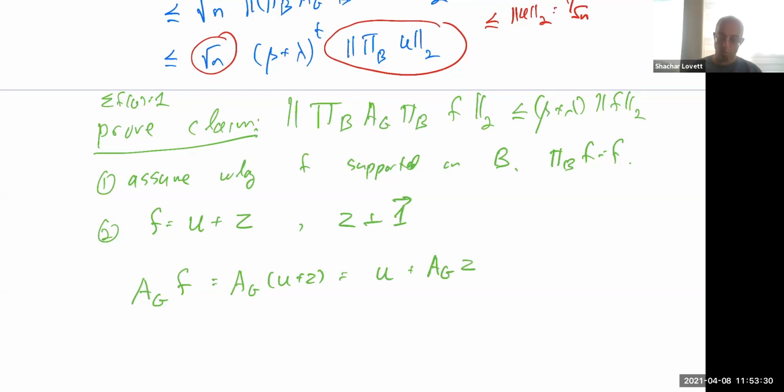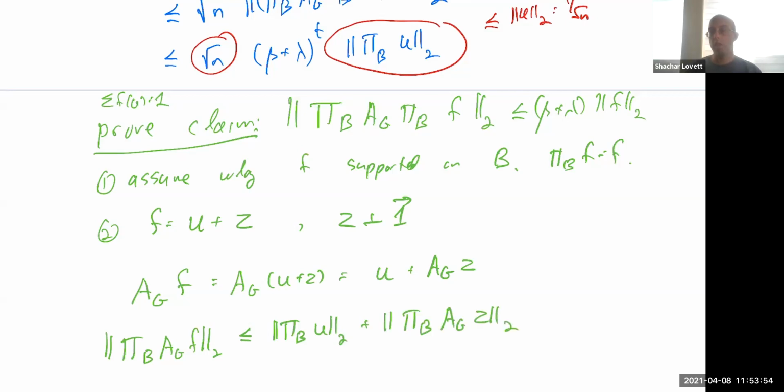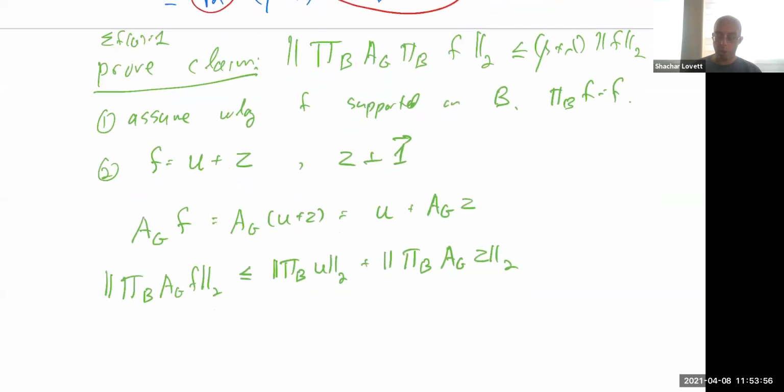And then we're going to ask, what can we say about the norm of pi b AG f in L2? Well, by triangle inequality, it's at most the norm of pi b AG u plus the norm of pi b AG z, right? Just using the two parts. But what can we say about each one individually?